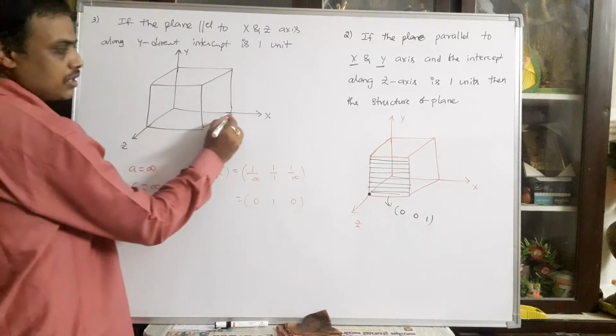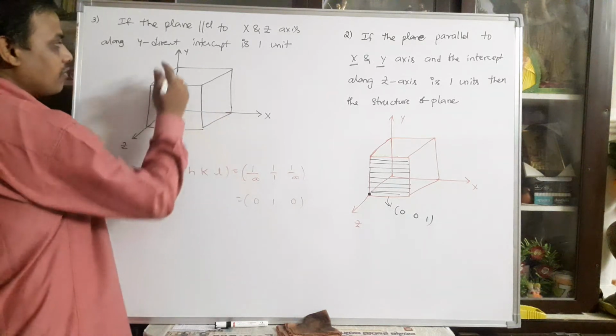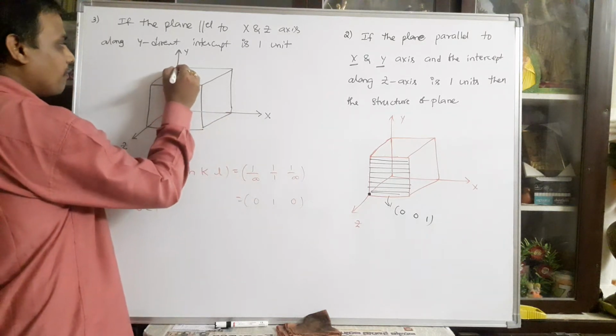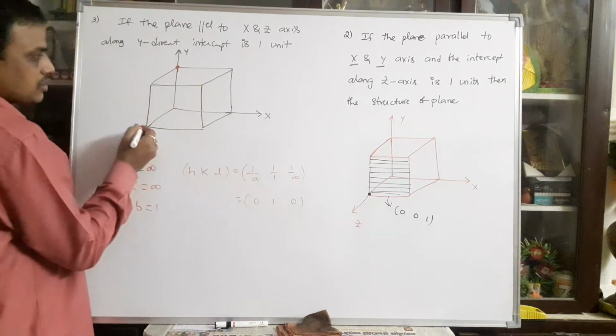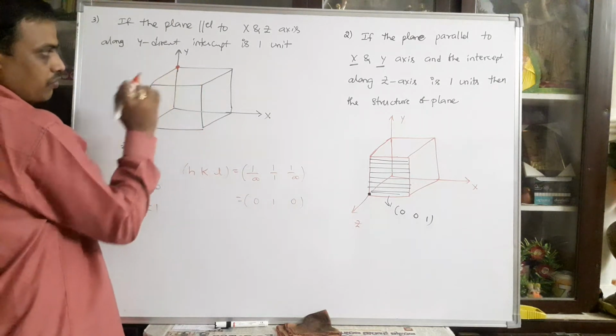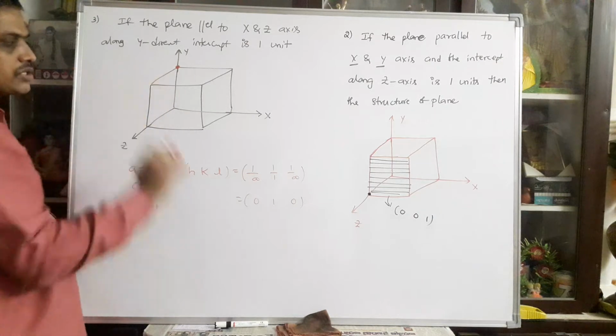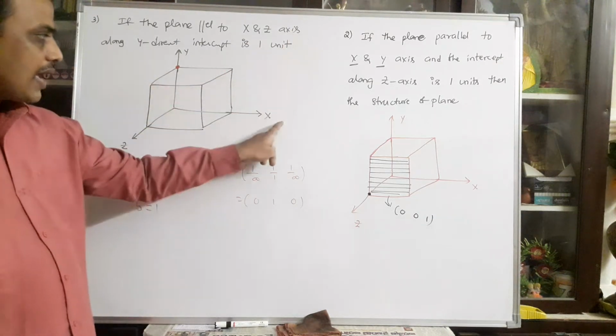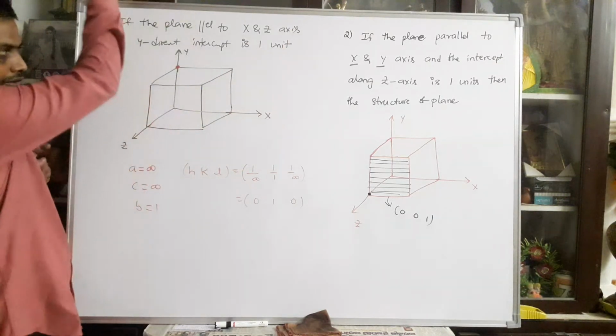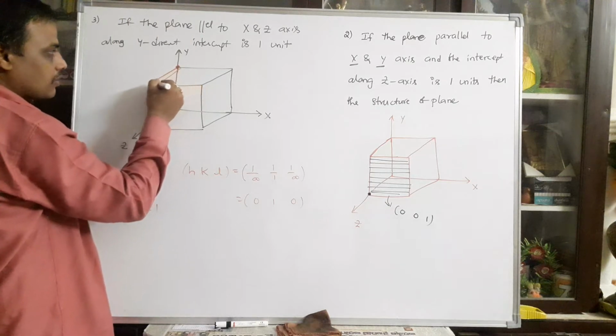Along the x direction there is no unit, 0. Along the y direction there is the y. Along the z direction there is none. So the plane that is drawn must be parallel to both the x and z directions. You can take the top face like this.